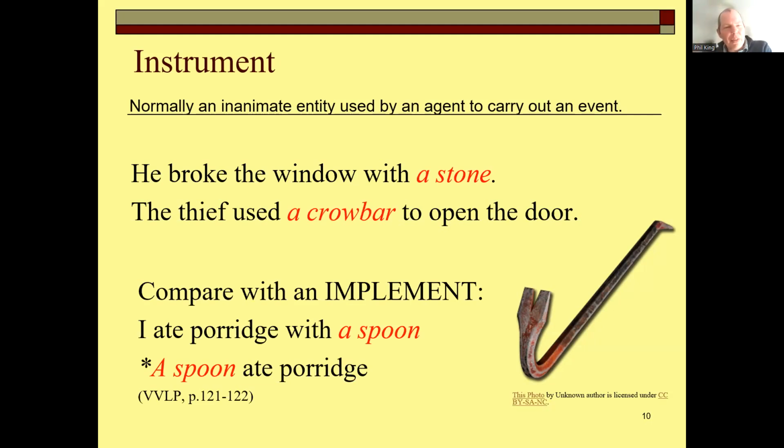Notice it's not quite the same, perhaps, as an implement, although they're very similar. So when you say something like, I ate porridge with a spoon, you maybe say the spoon is an instrument, but it may be more accurate to say it's actually an implement, which can't do something independently on its own. We can't say the spoon ate porridge, whereas you could say the crowbar opened the door or the stone broke the window. The spoon is not part of the causal chain. It can't be worded as an independent effector. And if that's a relevant distinction in a language you work with, you might want to separate implements from instruments.